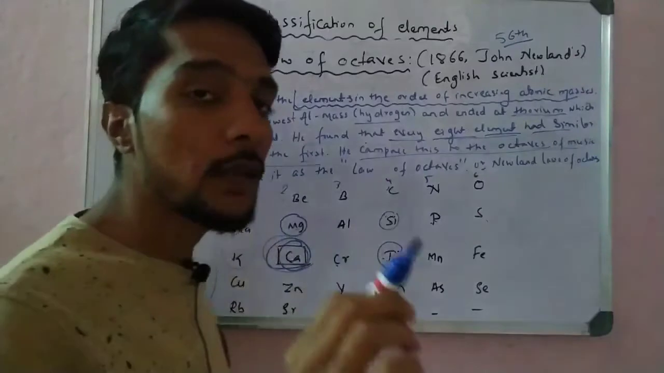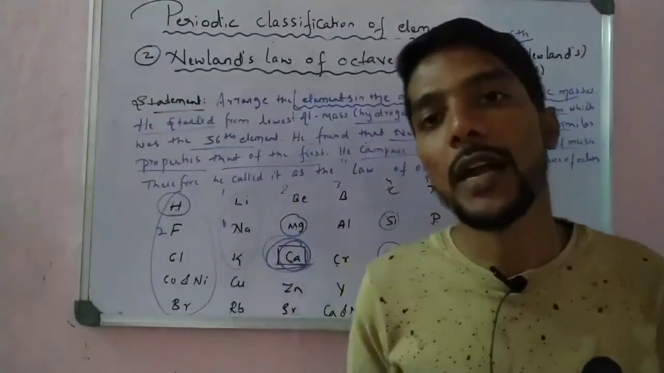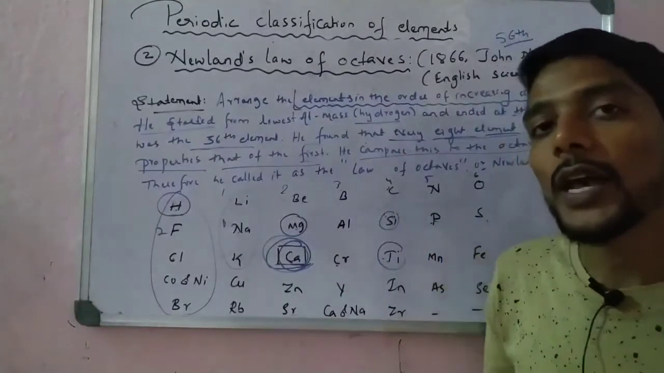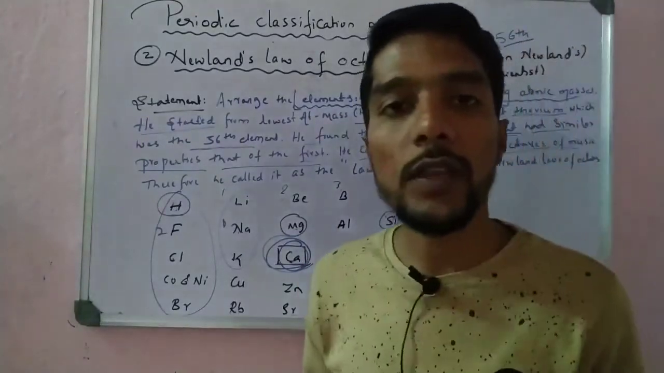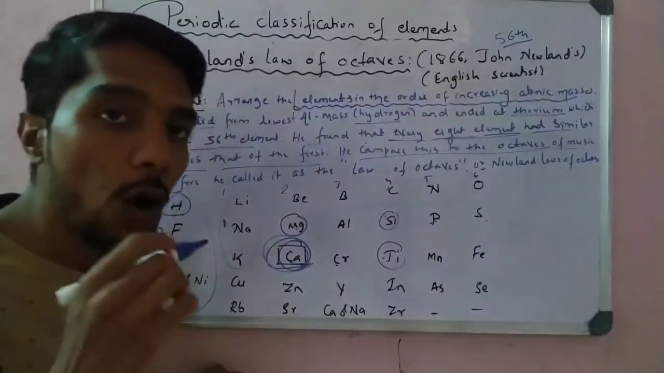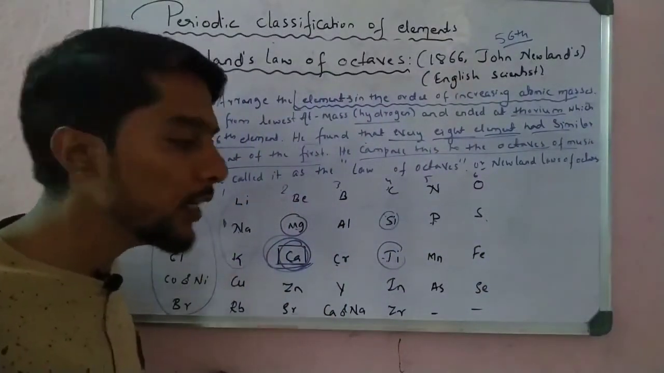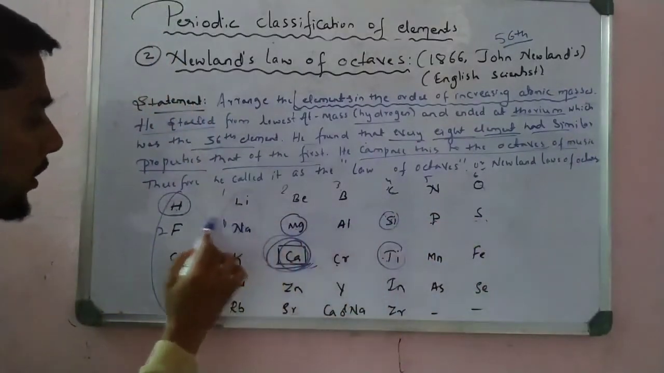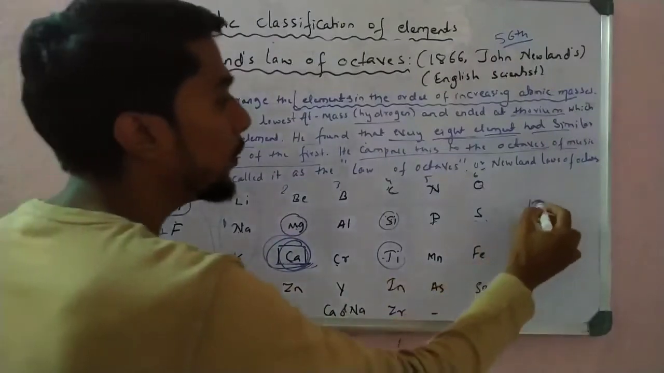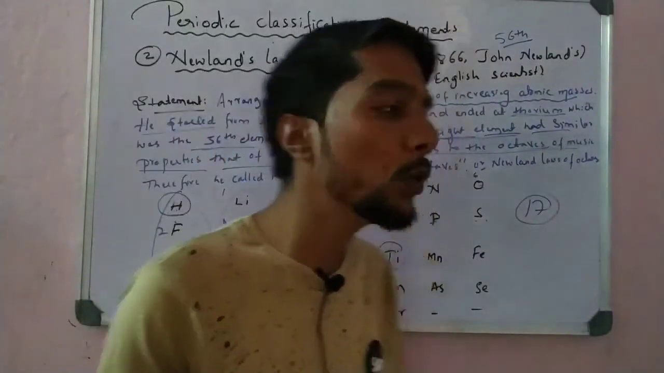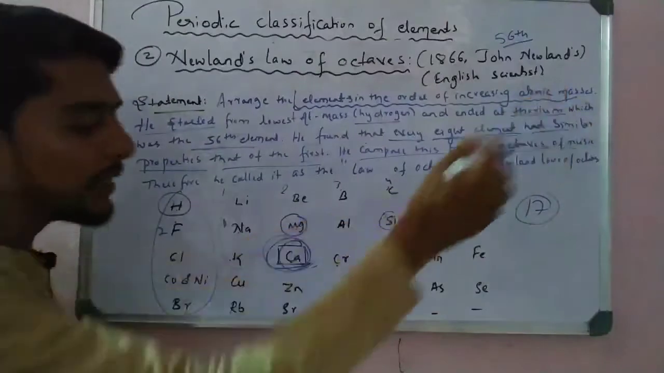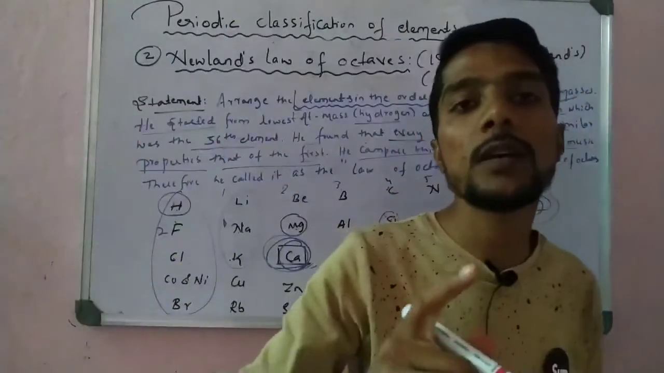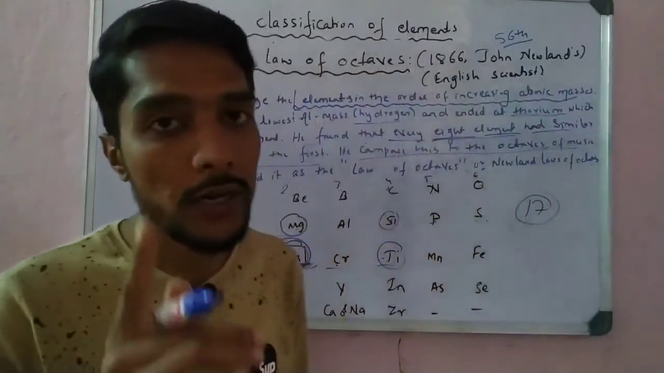That is the big failure of Newland. After the failure of Dobereiner, Newland's law was discovered, and Newland's law also failed because of this property. Not all 56 elements can be classified, only up to calcium, that is, only 17 elements can be successfully classified according to the music octave. After that, they do not follow the octave rule. So that is the first big failure of Newland's octave.